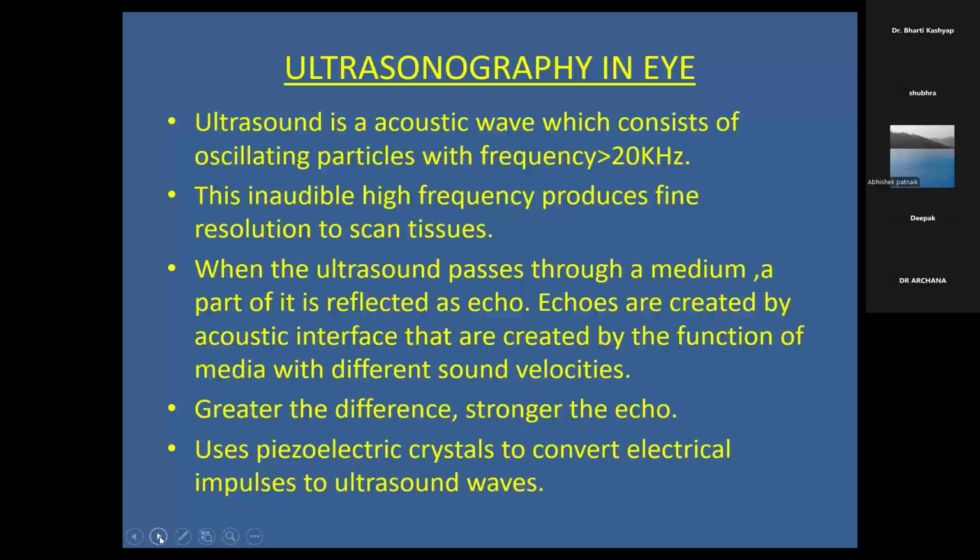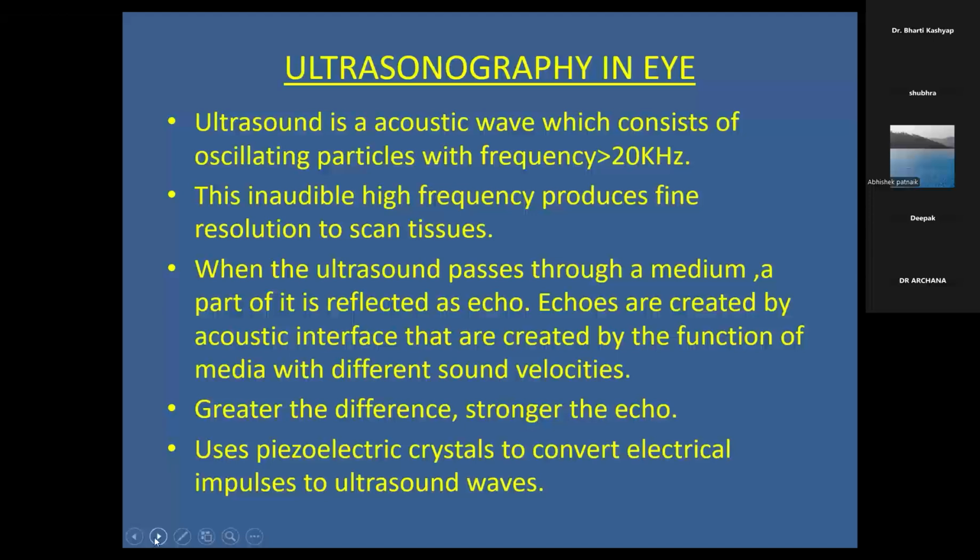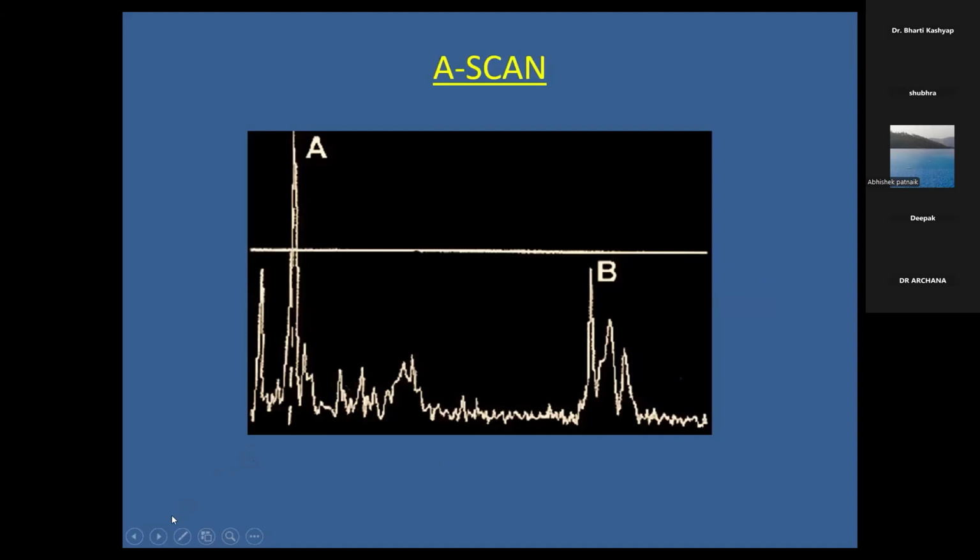These echoes are generated with the help of a pulsar when it stimulates the probe or transducer, the instrument that we use to do ultrasonography. Some piezoelectric crystals are present on the probe, and when stimulated, they produce sound waves, converted from electrical impulses. They are captured again by the same transducer after they hit the parts in the orbital area. When returning, they are amplified into images, and then we get scans such as A scan and B scan.